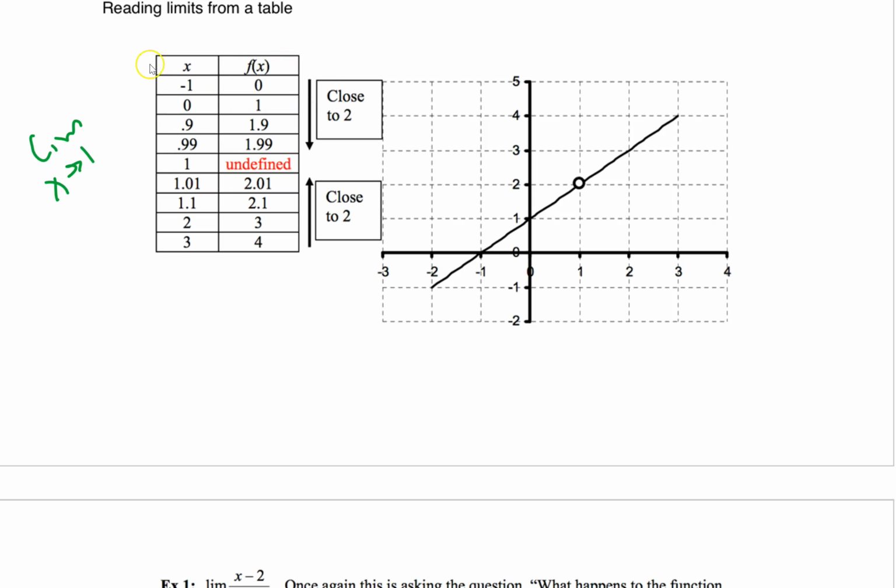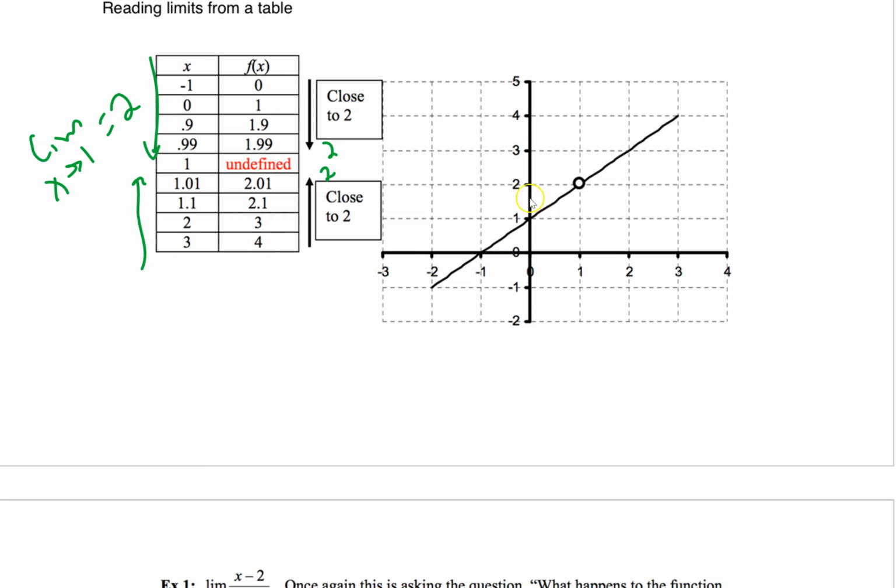We're going to get close to 1 from the left, so below numbers. As we get close to 1, what's going on? Look at the values here. They're getting close to 2. So as you get close to 1 from the left, or from below, it looks like we're getting close to 2. As you get close to 1 from the other side, from above, from the right, look at the values. It's also getting close to 2. So they match. My limit is 2.